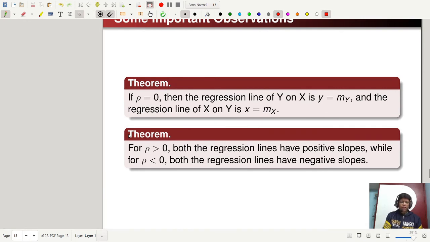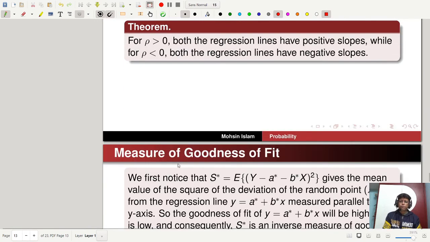So now I will explain some important things. If rho equal to 0, then the regression line of y on x is y equal to my, and the regression line of x on y is x equal to mx. So if rho equal to 0, that coefficient is gone, so you remain with y equal to my, that is a line parallel to the x axis, and the regression line of x on y is x equal to mx, that is a line parallel to the y axis. For rho greater than 0, both the regression lines have positive slopes, while for rho less than 0, both the regression lines have negative slopes.